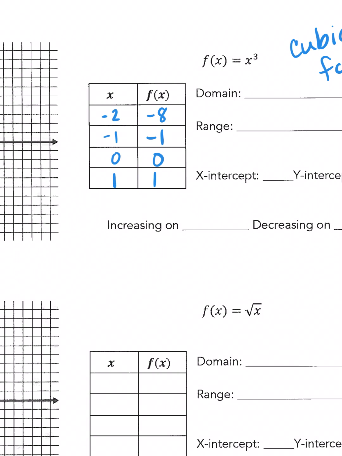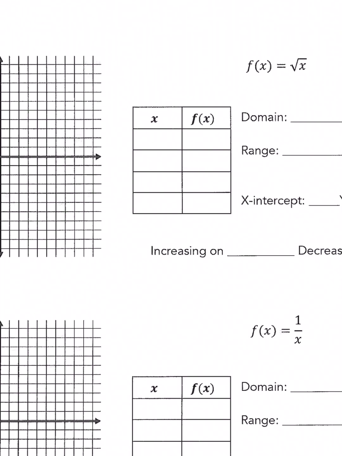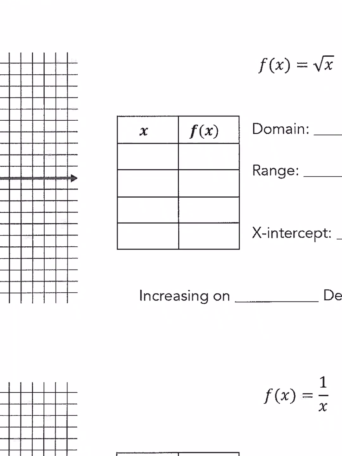So, all right, so the domain was, range was also, x and y-intercepts are still 0, 0. This thing is increasing everywhere, isn't it? And then decreasing nowhere, never, right? All right. What type of function is this guy?